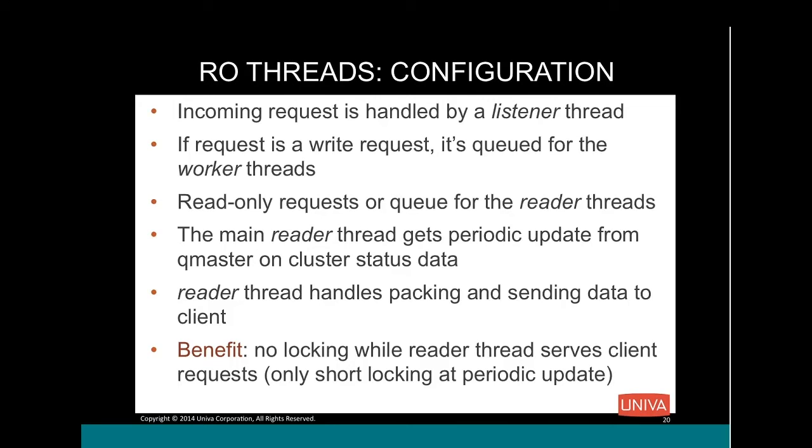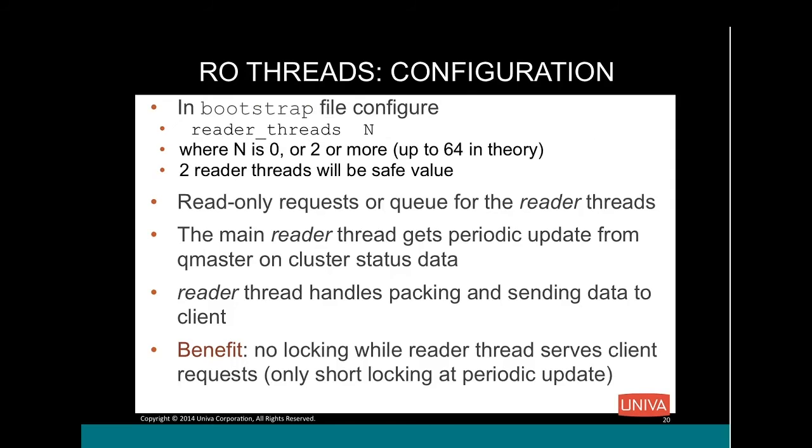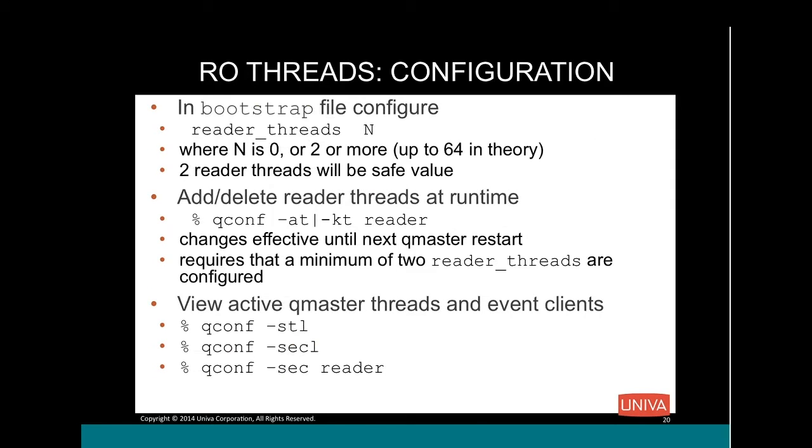So how do you configure this? Well, inside the Grid Engine bootstrap file, there is a new parameter for reader threads, and n will represent an integer value. And n can be none, 0, or 2, or more, potentially up to 64. And notice it says in theory because that is the upper limit, but honestly, we've not had a need to ever put it that high. In fact, 2 is the default, and as it mentions in the presentation, that's a safe value.